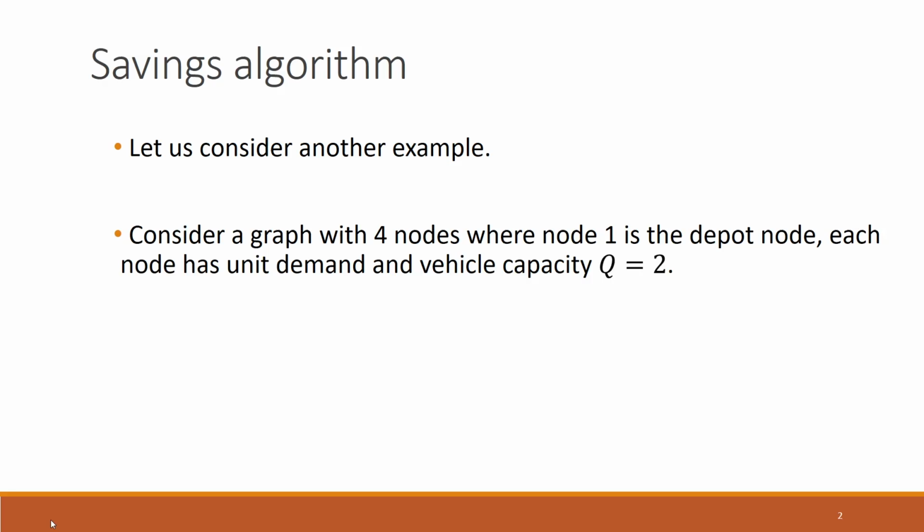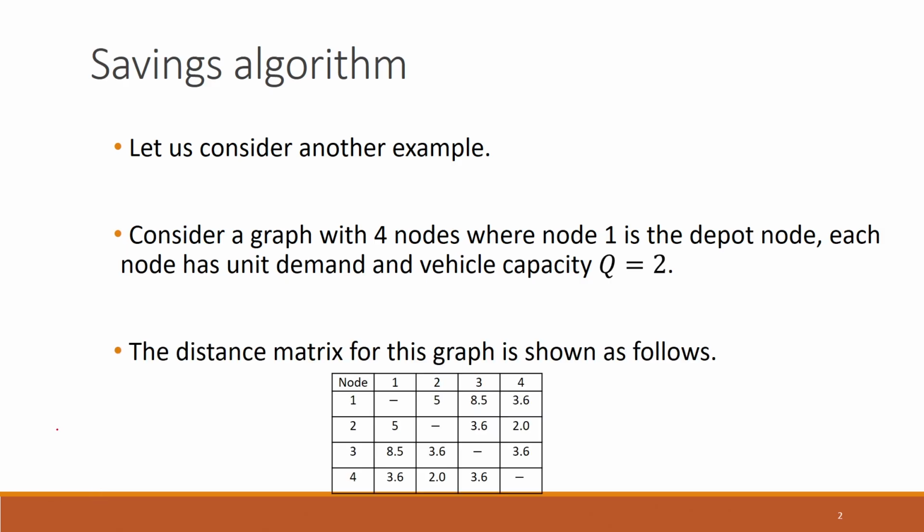So consider a graph that has 4 nodes where node 1 is the depot node and each node has unit demand, and the vehicle capacity is Q equal to 2. So this is the distance matrix that is given for this graph. We have 4 nodes here, the first node is the depot node, and the other 3 nodes are the nodes that need to be visited. You can see that this distance matrix is symmetric, that is, the distance to go from node i to node j is the same as the distance to go from node j to node i.